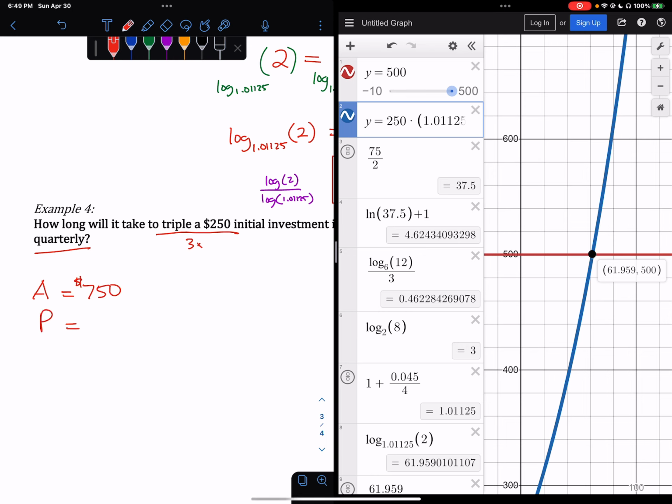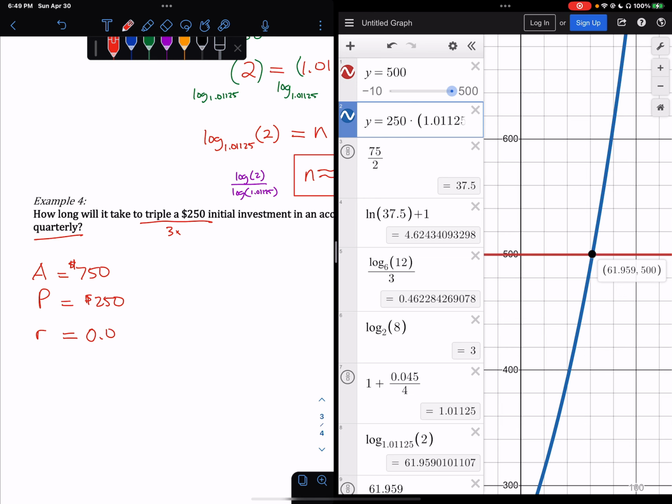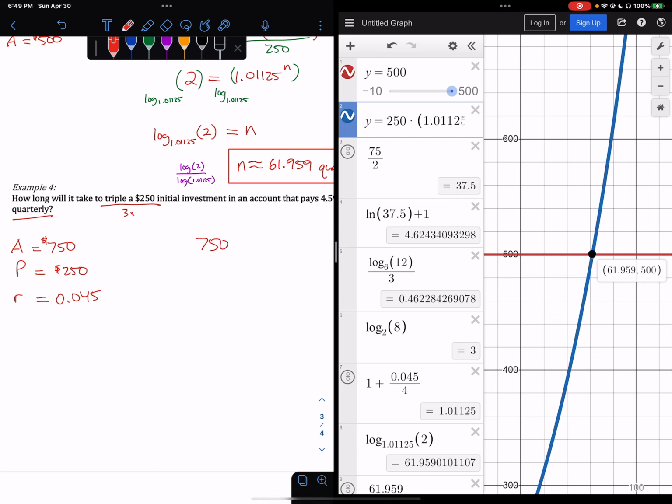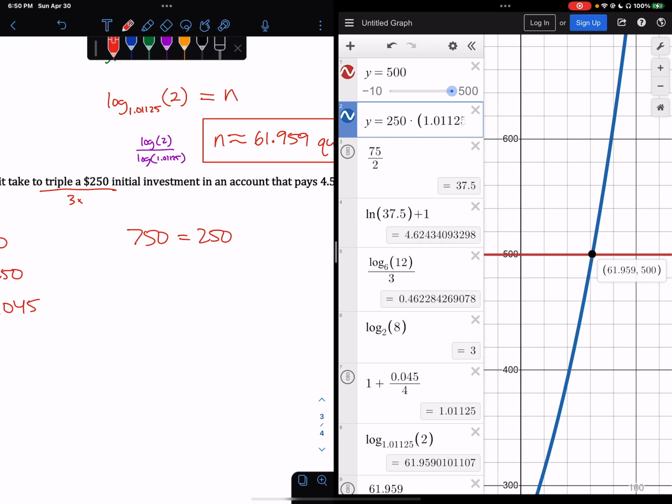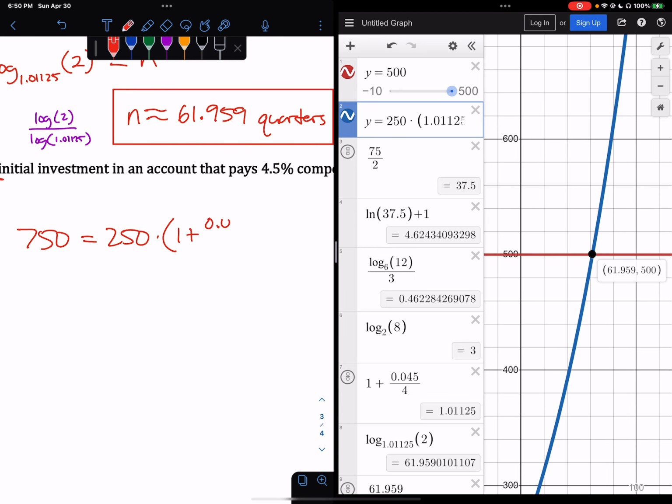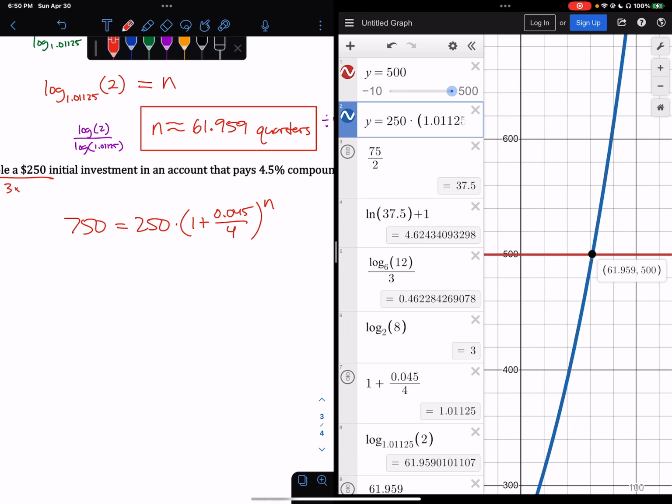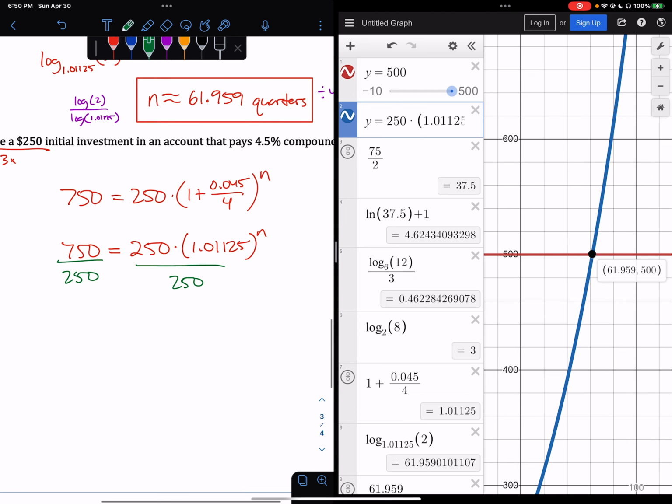Our principal amount, our initial amount, was 250. And our rate this time is 4.5%, so 0.045. So now we have 750 equals 250 times 1 plus, again, 0.045 over 4, because we're in quarterly, to the power of n. And again, that fraction becomes 1.01125. Start off by dividing by the 250 in front to get rid of it. This time 750 divided by 250 is 3, equals 1.01125 to the power of n.